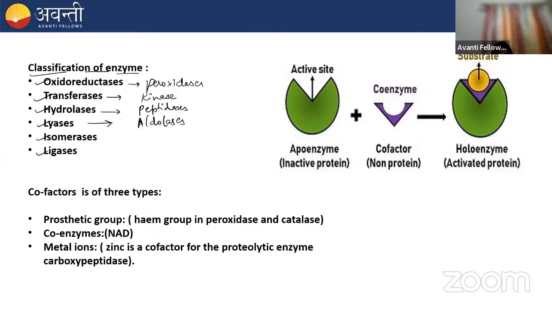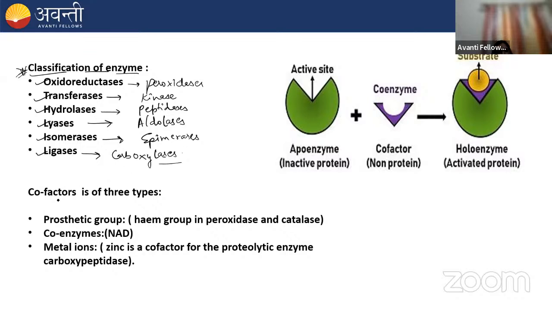Isomerase, they catalyze the interconversion of optical, geometric, or positional isomers, and the example is epimerases. Ligases, they catalyze the linking together of two compounds. Example is carboxylases. Okay, remember all the classes of the enzyme. It is given in NCERT.